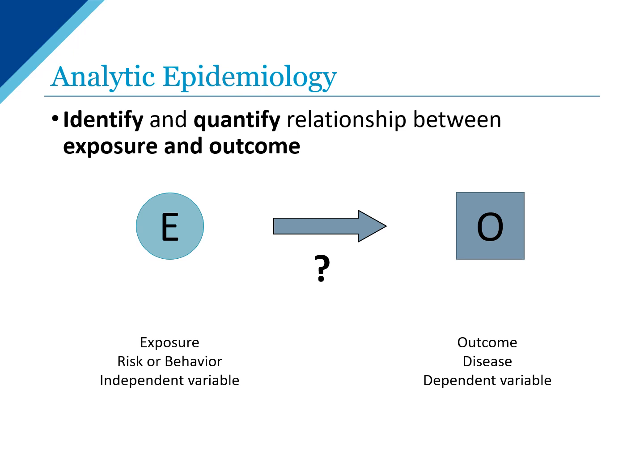I'd like to quickly cover the basics of analytic epidemiology, of which the goal is to identify and quantify relationships between an exposure and outcome. I'll use these symbols throughout this module to refer to the exposure, the blue circle with the letter E, which we can also call the risk factor, behavior, or independent variable, and the square with the letter O for outcome, disease, condition, event, or dependent variable.